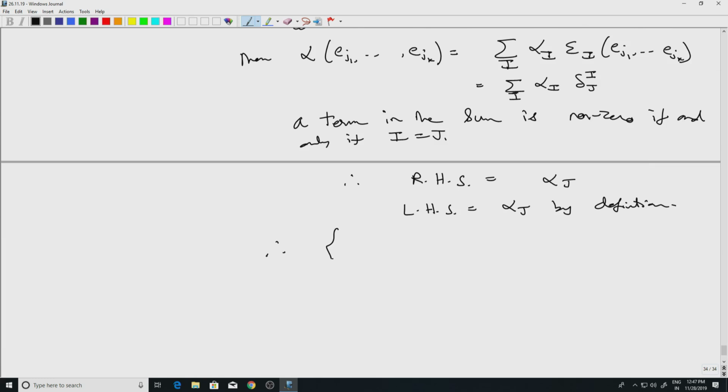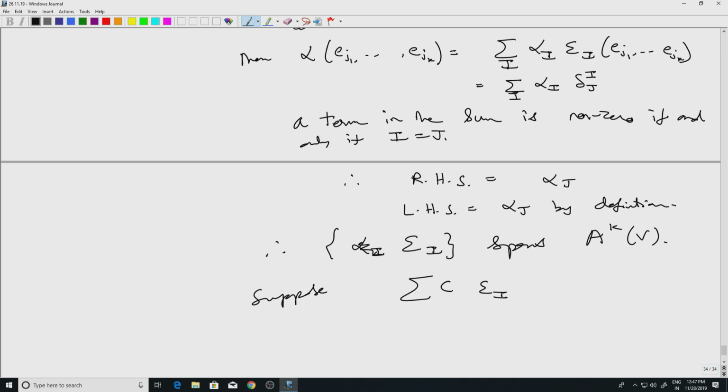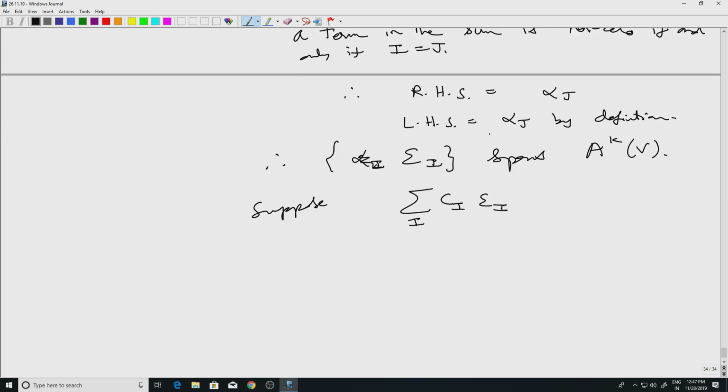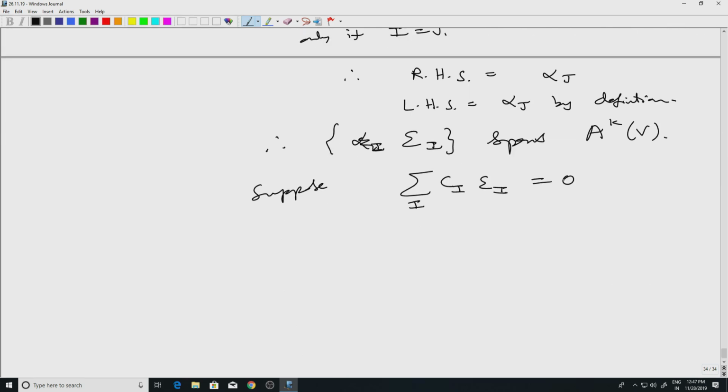So what we have shown is that epsilon I spans AKV. As for linear independence, suppose you start with a linear combination of these epsilon I. Now there will be some coefficients involved here, which I'll call again by multi-index, C_I, summation over all I. This equal to 0. I would like to prove that all the C_I are 0.